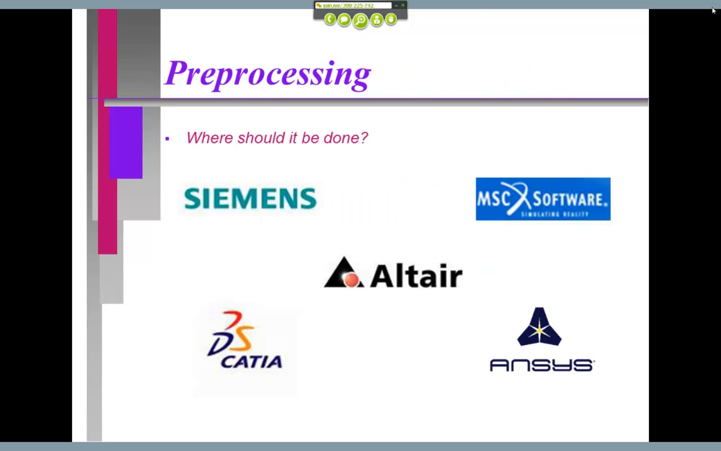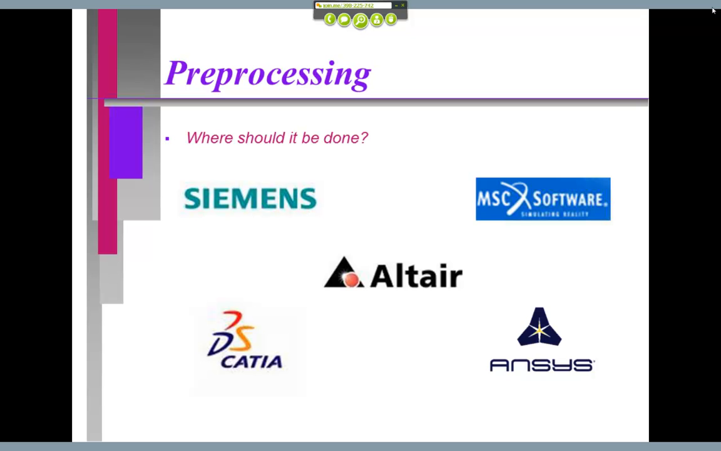All right, a little note on pre-processing. Where should the pre-processing be done? Should it be done in Siemens? Should it be done in CATIA, Dassault? Should it be done in Altair? Should it be done in MSC software? Should it be done in ANSYS? What is the pre-processing? Well, it's the defeaturing, it's the meshing, it's the loading, it's the materials, it's all that stuff. Where should it be done? Where could it be done? Well, it could be done in any of these, right? Any of these systems could do the pre-processing.